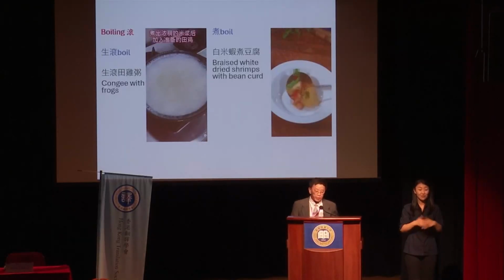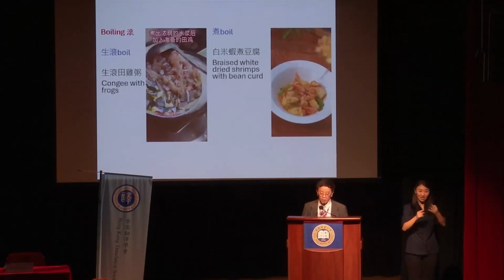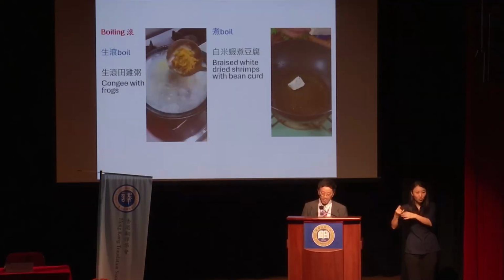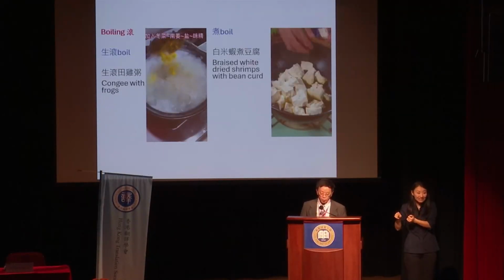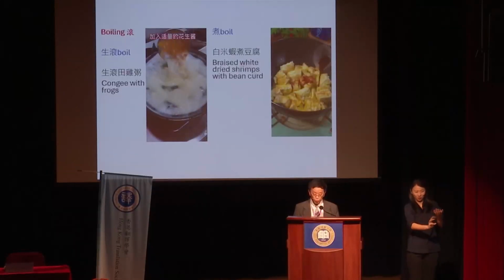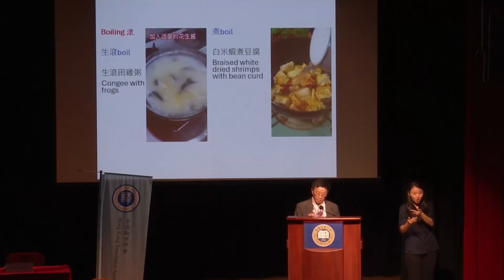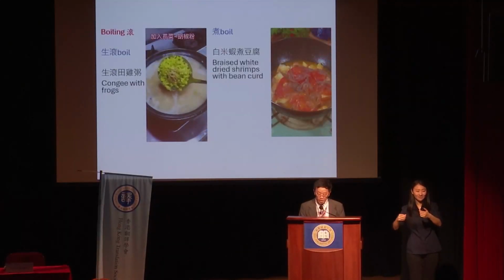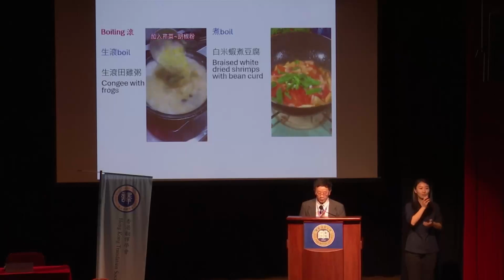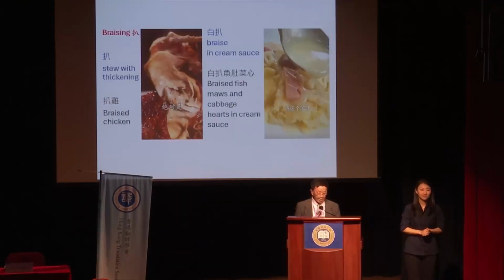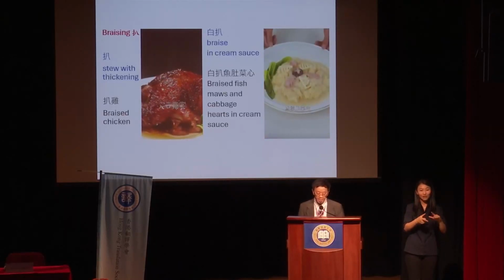And the next method is 滚, boiling. Is 生滚, meaning you put the raw stuff into something. You have this 生滚田鸡煮, congee with frogs, and then you can also 煮 under the category of boiling, say 白米煮虾, 煮豆腐, braised white dried shrimps with beancurd. And then the next method is braising.